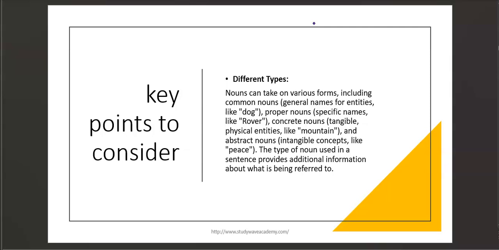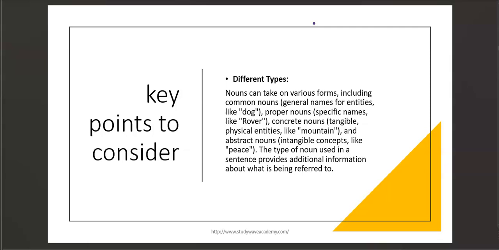Okay, and then we also have the intangible concept like peace, love. Intangible means we can't touch, we can't see. We can't see peace, we can't touch peace. We can't see love, we can't touch love. Okay, so that is the intangible concept when you talk about nouns. So the types of nouns used in a sentence provide additional information about what is being referred to. Okay, so don't forget about that.